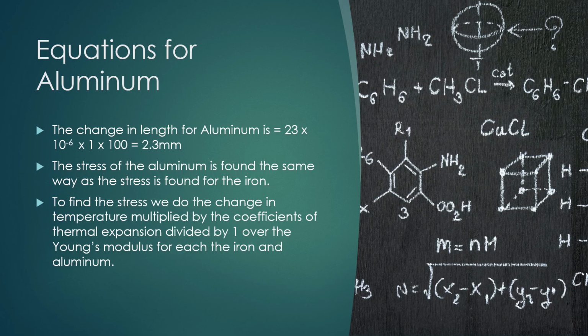The change in length is 23 times 10 to the negative 6 times 1 times 100, which gives us 2.3 millimeters. The stress of aluminum is found the exact same way we found the stress of iron, which is to find the stress you need the change in temperature multiplied by the coefficient of thermal expansion divided by 1 over Young's modulus, which we did in the last slide. I won't do it again just to save time, but yes, so that's how you find the equations of stress for both our aluminum and iron, I should say.